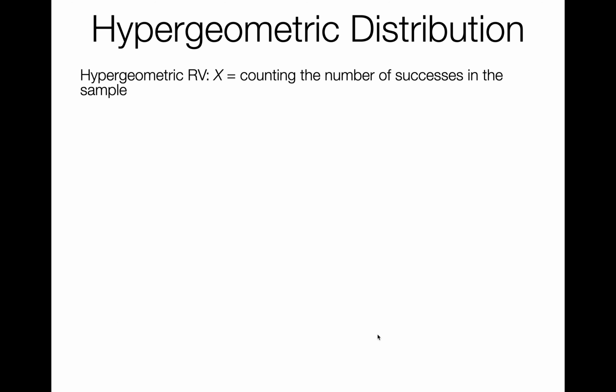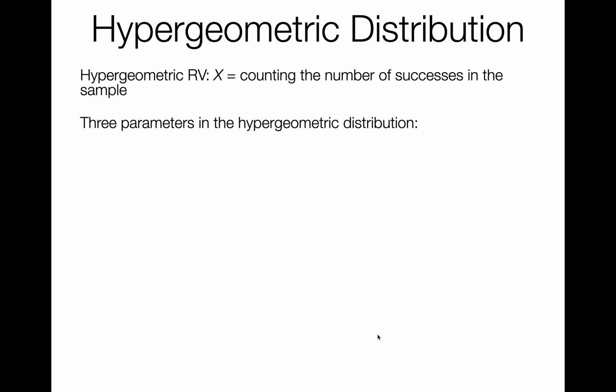Here's where we show the actual distribution. The hypergeometric random variable, a random variable assessing a hypergeometric situation or experiment, counts the number of successes in the sample. Remember, we have a population of size capital N, and a number of successes that we know is in the population, size capital M. We take a sample of size little n, and here x is counting the number of successes in the sample, not in the population. So there are a lot of things to keep track of.